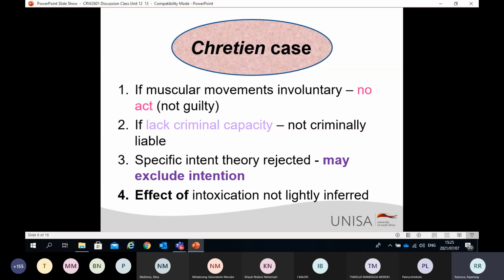So it must not be lightly inferred in particular that intoxication does have that effect or has effectively eliminated criminal capacity. As you can see, the court ultimately decided that question in the affirmative. It said that the trial court was right to conclude that X on the charge of attempted murder could not be guilty of common assault, because once the court accepted that X lacked intention, then X could not be guilty of common assault and would have to be acquitted entirely.